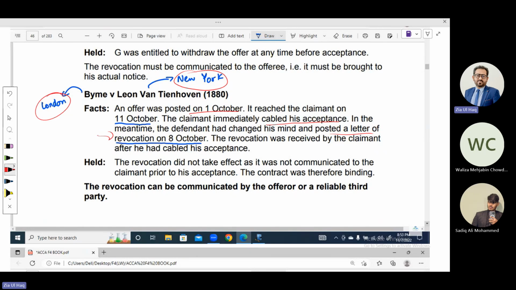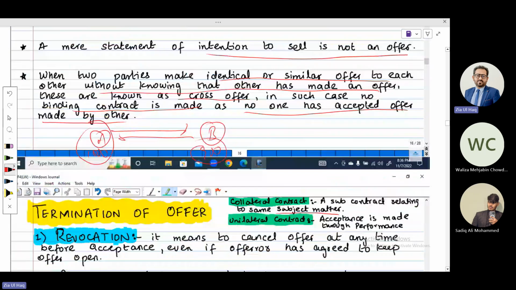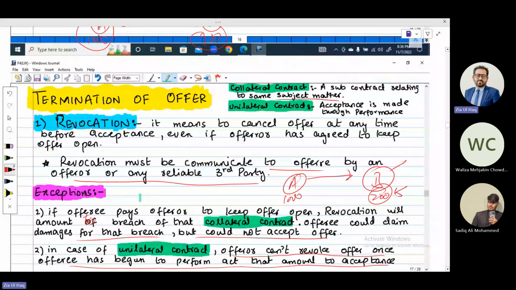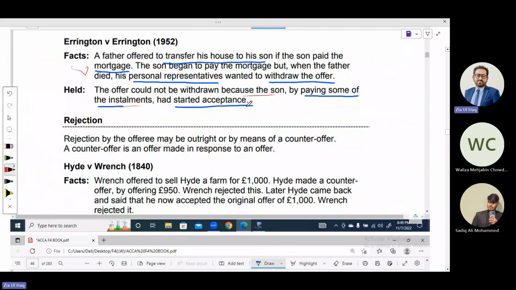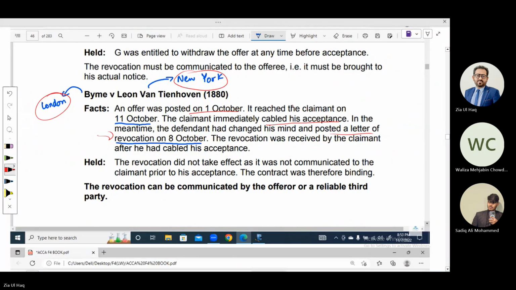So the revocation didn't take effect as it was not communicated to the claimant. It means revocation must be communicated to the offeree, either by the offerer or by any other third party, and as it was not communicated to the offeree, there is a binding contract between the offerer and offeree, meaning he has to sell the product as per the offer. Please try to understand this concept. The offerer can revoke the offer before acceptance, but it must be communicated to the offeree.